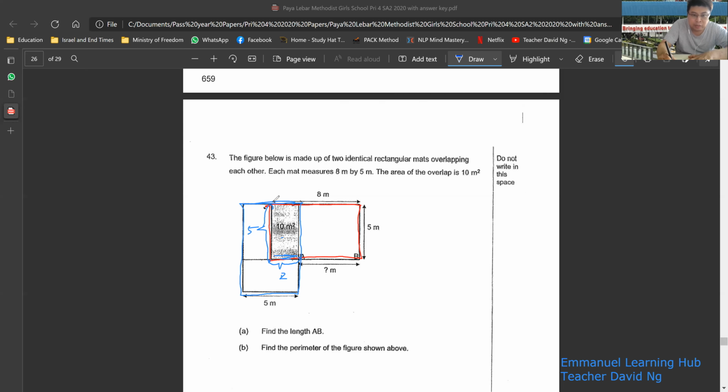If here is 2, and this whole chunk here is 8. Okay, from here to here is 8. So here to here will be how many?